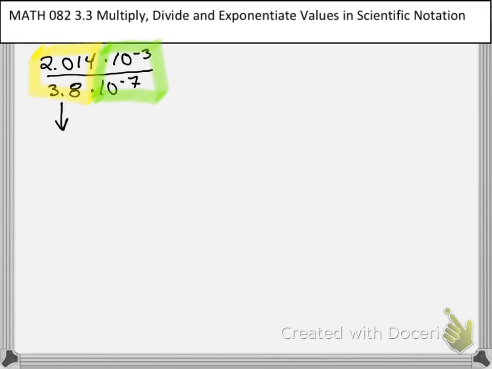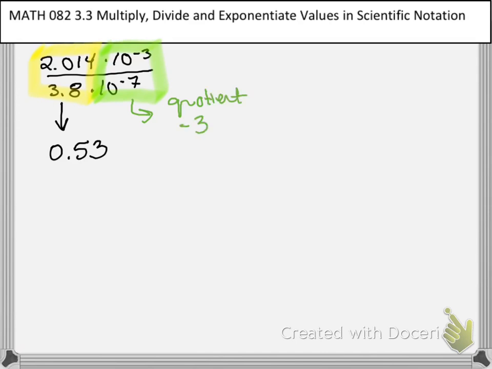So the reason this is more challenging is when you type in 2.014 divided by 3.8 into your calculator, you get 0.53. And as previously stated in all my videos, that is not scientific notation. Okay, so we're going to have to do an extra step here in order to get our final answer. But let's keep going. So here we're using the quotient rule, which means that we subtract.